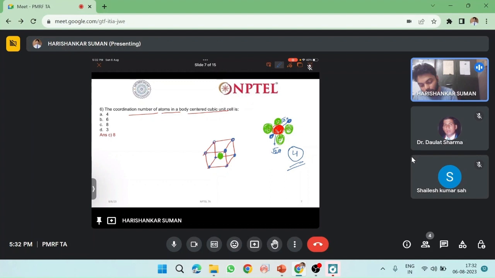Next question: which of the following rotational symmetries are not present in the periodic point lattice? Options C and D. Why C and D? Your answer is correct, but why?